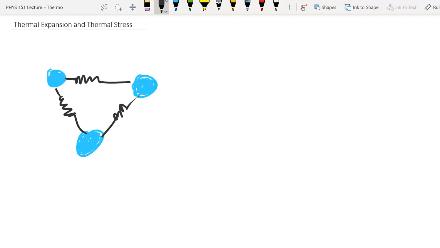Okay, let's talk about thermal expansion and thermal stress now. So let's say we have some sort of a molecule here, represented by these green atoms. This could be any shape or size, and it's connected together with some forces, some bonds between these molecules, which I'll just represent as kind of like a spring. So we have some springs here, okay, and let's say that I put some heat into this.